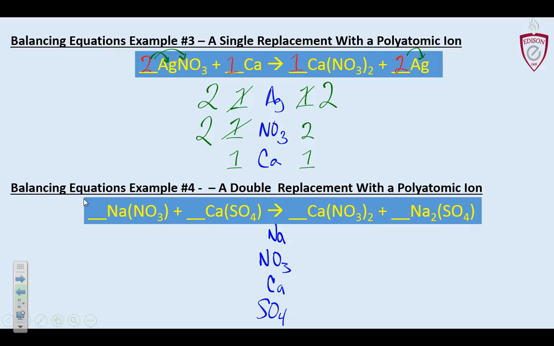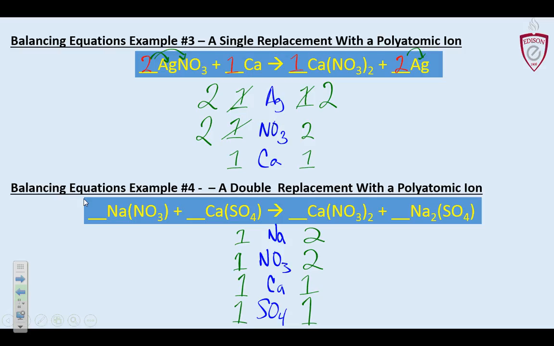Okay, now we got to count them up. On the left, I got 1 Na. And on the right, I got 2. And on the left, I've got 1 NO3. And on the right, I got 2. And on the left, I got 1 calcium. And on the right, I've got 1 calcium. Yay. Ooh, that's good. And sulfate on the left, I've got 1 sulfate. And on the right, I've got 1 sulfate.